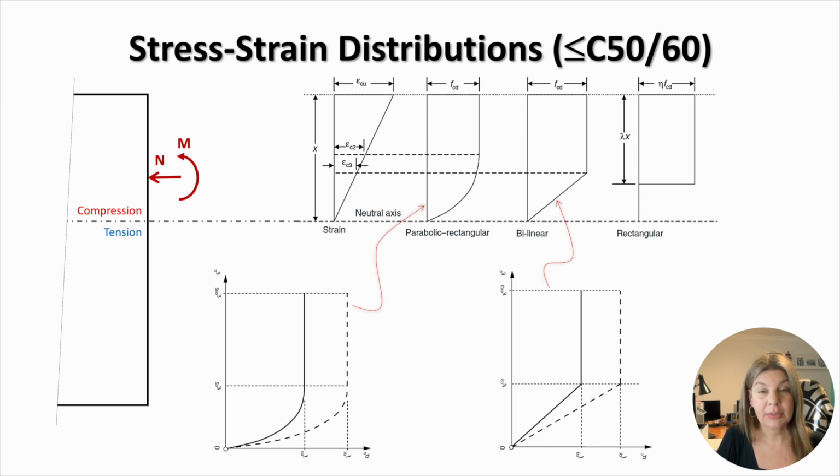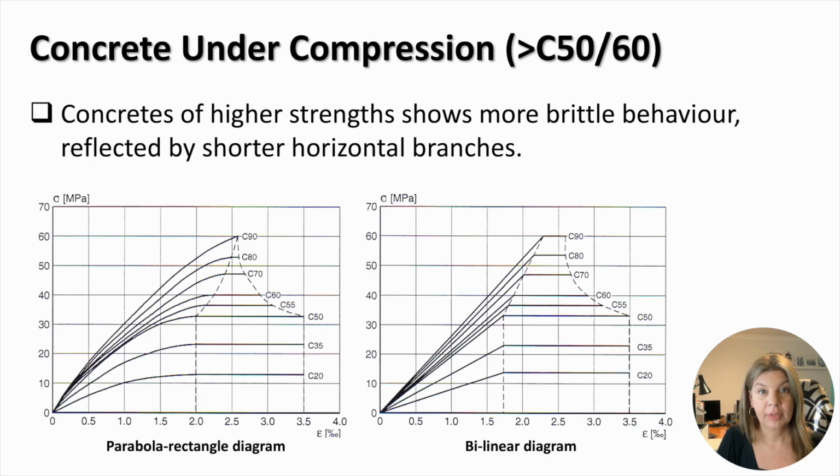Note that the parameters epsilon C2, epsilon C3, lambda and eta are selected from the condition that the areas of all three distributions are similar. Concretes of highest strengths show more brittle behaviour. As you can see, this fact is reflected by the shorter horizontal branches in the parabolic rectangular and bilinear diagrams.